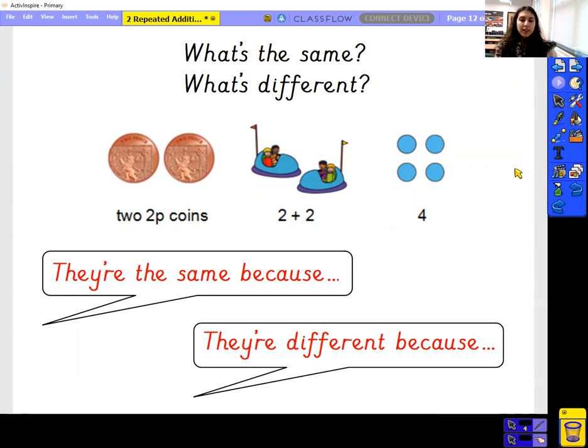Super. So you might have said something along the lines of, well, I can see that this is showing me 2 groups of 2, so 2 plus 2. And this is showing me 2 plus 2, which is another way of saying that there are 2 groups of 2. And over here, you might see that even though I've got 4 counters in total, I could split them into 2 groups of 2, 2 equal groups of 2.